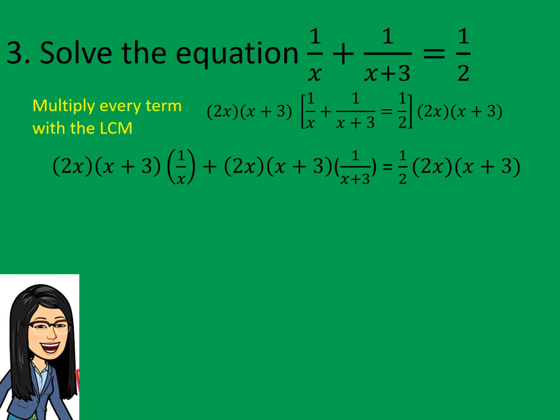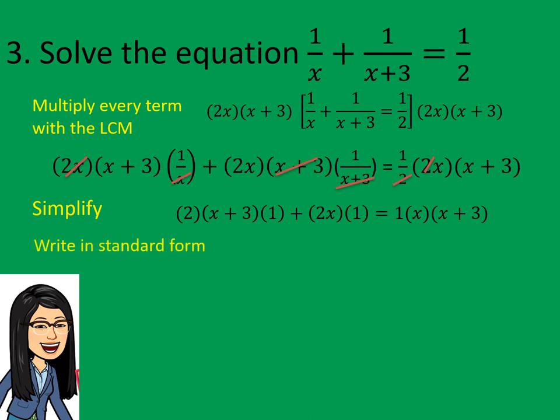So the result is 2x times x plus 3 times 1 over x plus the LCM 2x times x plus 3 times 1 over x plus 3 is equal to 1 half times the LCM 2x times x plus 3. Again, let us cancel every factors from the numerator and denominator. So, x over x, x plus 3 over x plus 3, and 2 over 2, because they're all equal to 1. This can be simplified as 2 times x plus 3 plus 2x times 1 is equal to 1 times x plus 3.